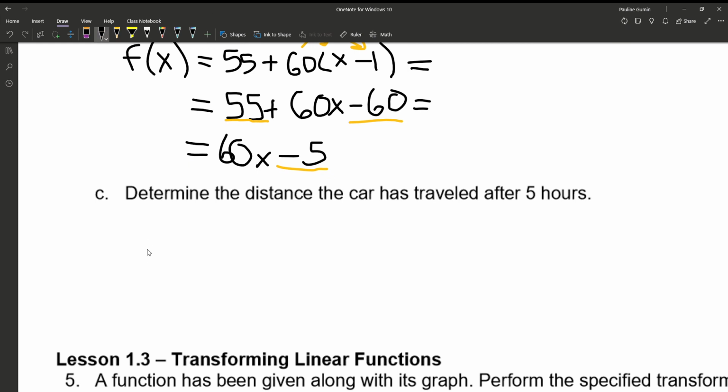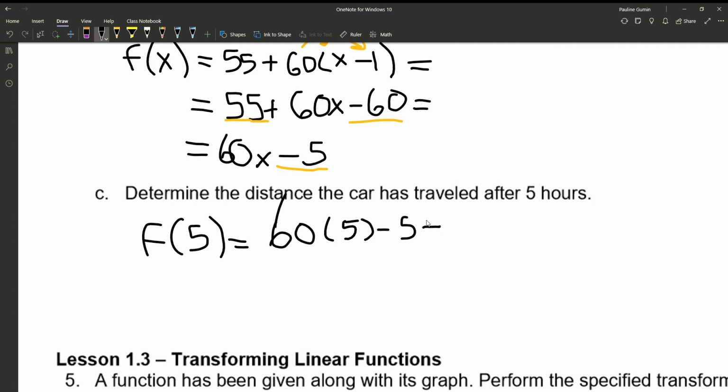Letter C, determine the distance after 5 hours. Well, let's do that. We're going to plug a 5 into our function. So instead of 60 times x, we have 60 times 5, minus 5. I think that's 300. Threes aren't looking that nice today. 300 minus 5. So they've traveled 295 miles.